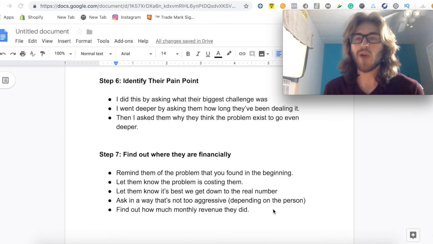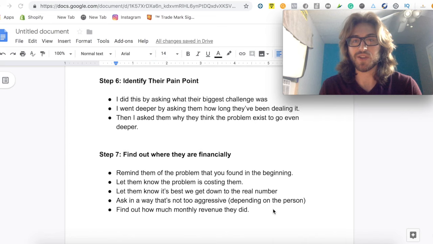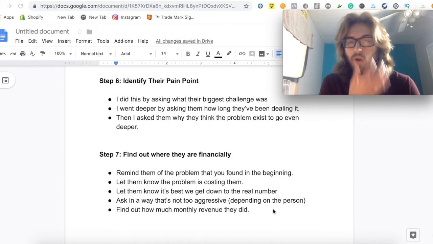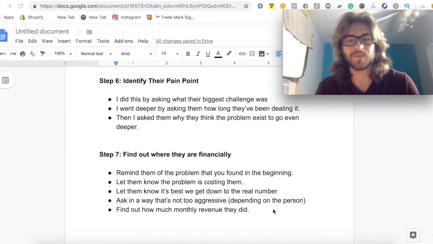How I did this was, you remember how I brought up the problem at the very beginning of the meeting? I used that as leverage to find out where they were financially. I reminded them of the problem I found in the beginning, and let them know this problem is costing them a lot of money. And it was. If 6,000 people are searching for your restaurant on Google and can't find the menu or order online, maybe 3,000 of them prefer not to get on the phone and want to order online. So you let them know, this problem is really costing you a lot of money.